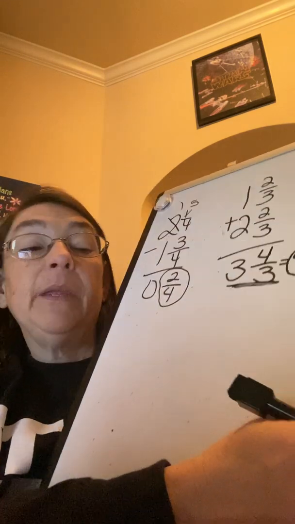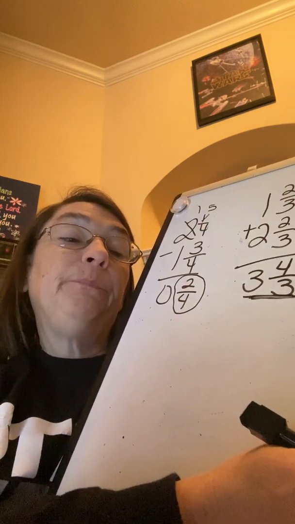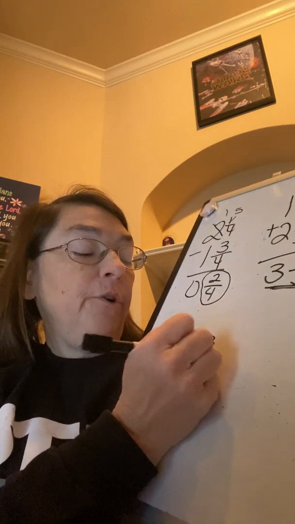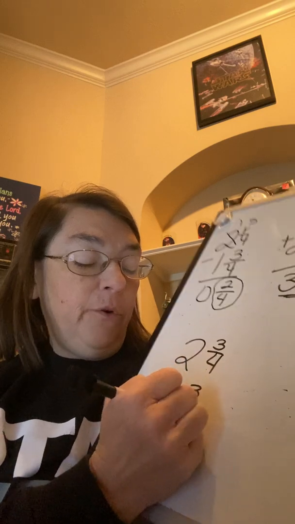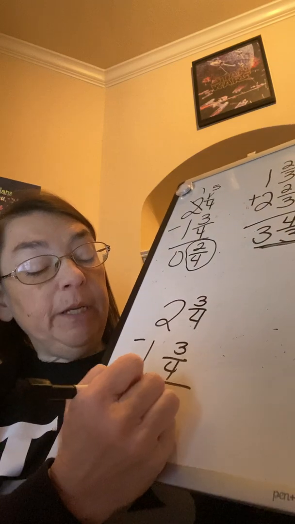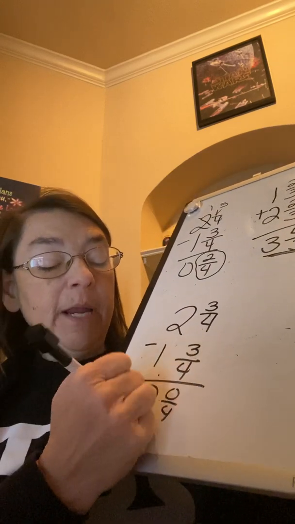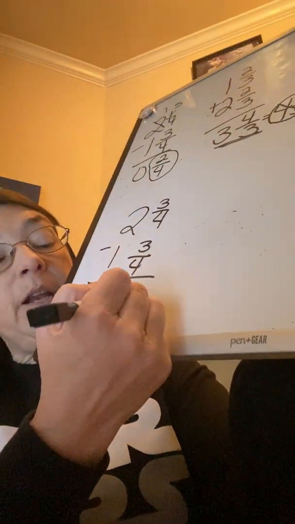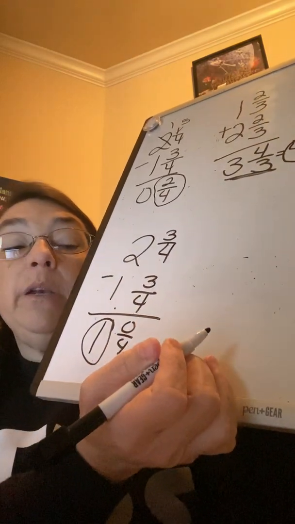All right. Look at number 8. You have 2 3/4 minus 1 3/4. This is just simple subtraction. 3 minus 3 is 0 over 4, and 2 minus 1 is 1. So my answer is 1, because anytime I have a 0 over a denominator, that basically means 0.